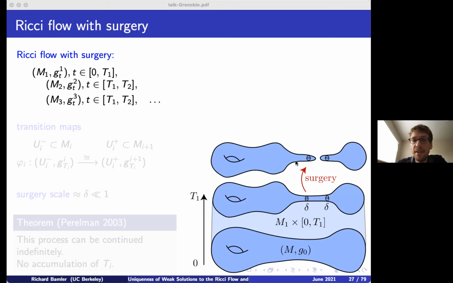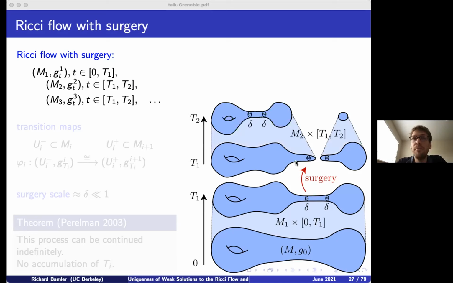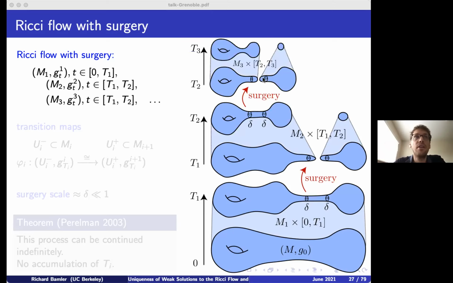Now, the next thing I can do is run the Ricci flow starting from this manifold again, and then I continue the surgery process. So maybe I see another singularity. Here, maybe I see a singularity that's modeled on a round sphere. In this case, I say the component becomes extinct and I just discard it. Okay? And then I run the flow again and so on and so forth.